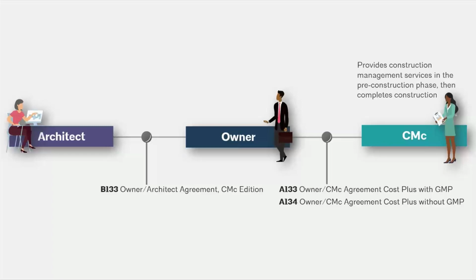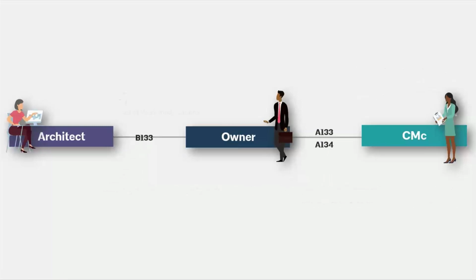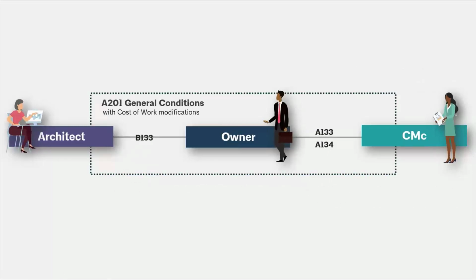And depending on whether or not you want a guaranteed maximum price, you see that GMP there, you can use the A133 or the A134. And these are both cost plus agreements. Because the CMC gets involved so early, the cost plus structure makes the most sense with that. So again, you can choose between with or without a GMP. And this family, CMC, is going to use the A201 general conditions. You may just want to make those cost of work modifications depending on the price structure that you pick out.